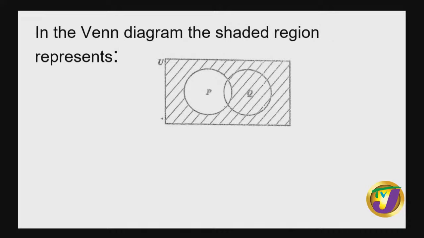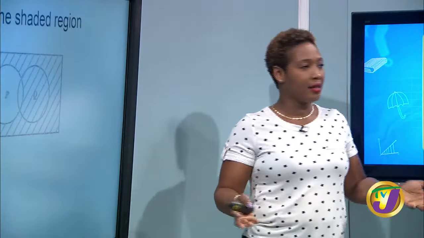All right, let's look at the next one. In the Venn diagram, the shaded region represents... All right, so I would have looked at P, and everything outside of P is shaded. It's P complement because nothing inside of P has been shaded. Everything that is shaded is found outside of P. That means I'm looking at the complement of P. Okay, good. So there you go.